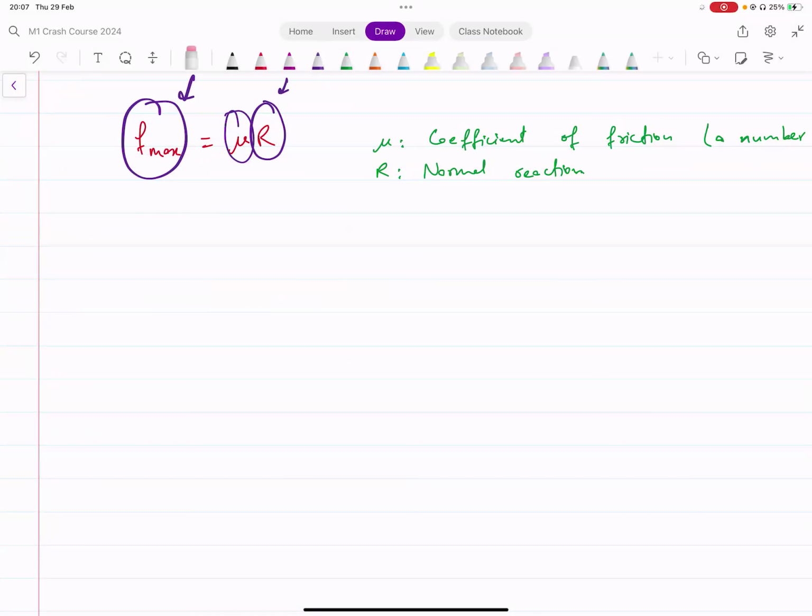In practice, it's found using experiments, but you would either be given this value in the question, or you may be able to find that value using R and F max. If the other two things are given, you can find mu like this: F max over R. You can find mu like that. So that's where mu comes from.